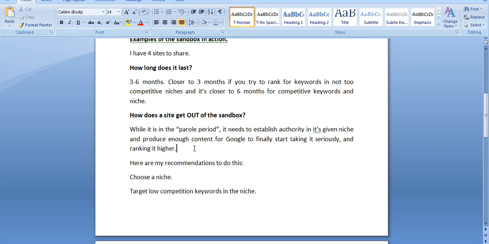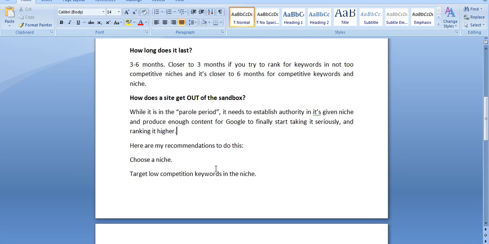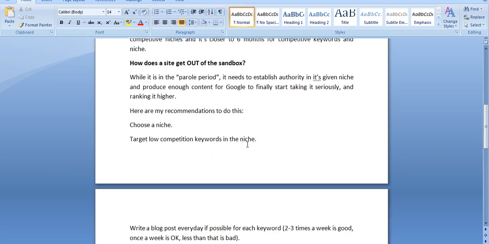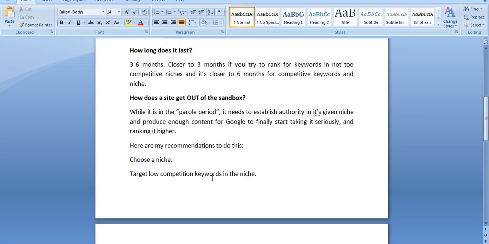Now, in my experience, while it is in the parole period, which is another name that I use for the sandbox, your website needs to establish authority in whatever niche it's in. In order to do that, it needs to produce enough content for Google to finally start taking it seriously and ranking it higher. There are a number of ways you can do this, but my personal advice is to start with a niche. Always make sure that you choose a niche market.